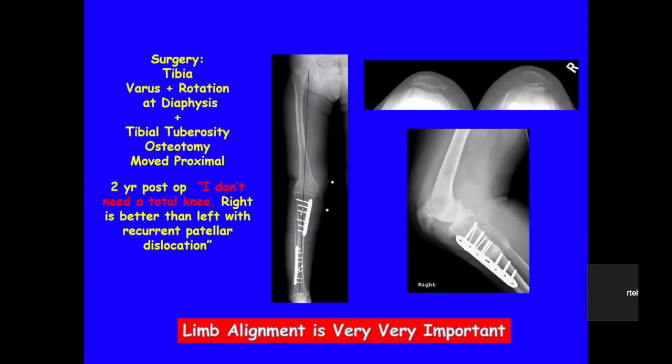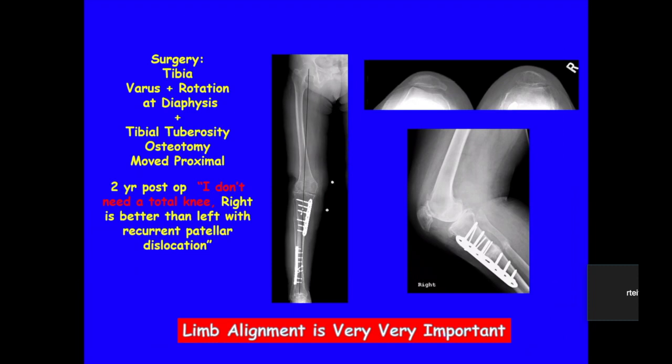So the simplest thing to prepare her for a total joint would be a single osteotomy at the level of her proximal deformity, fixed with a plate, and a proximal transfer of the tibial tuberosity, because the MRI showed her patellar tendon is intact. Here she is after surgery, mechanical axis basically through the center of the joint. Axial view of the patella shows it's centered. The lateral X-ray suggests maybe a little recurvatum. But at 2 years post-op, she's walking and she says, I don't need a total knee. This knee is better than the other side, which still has a recurrent patellar dislocation.